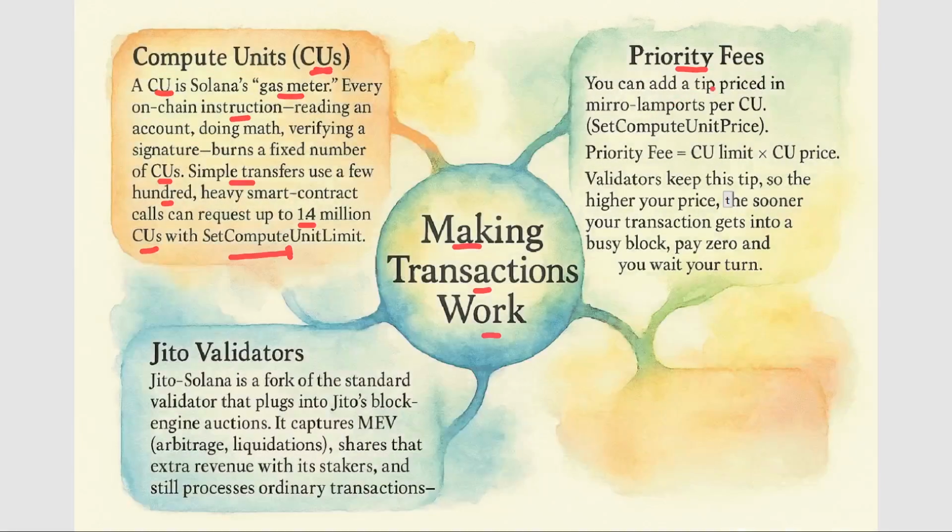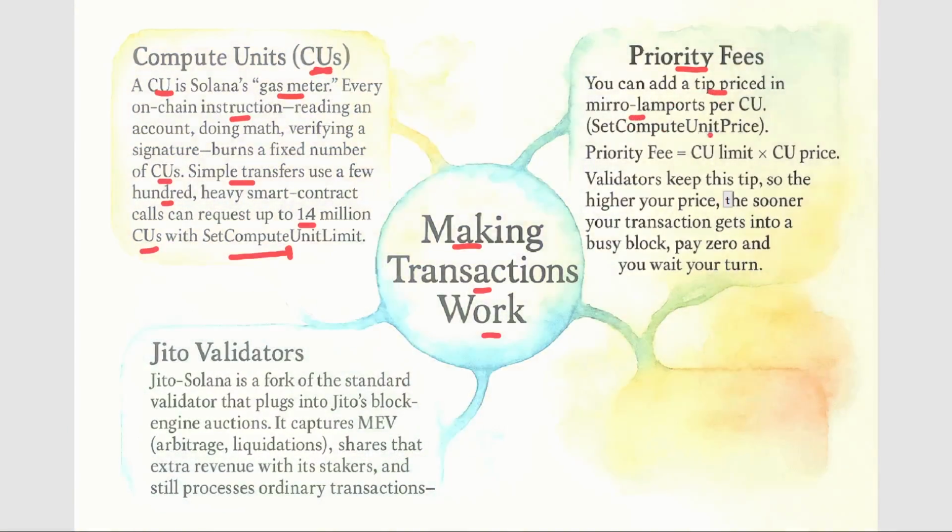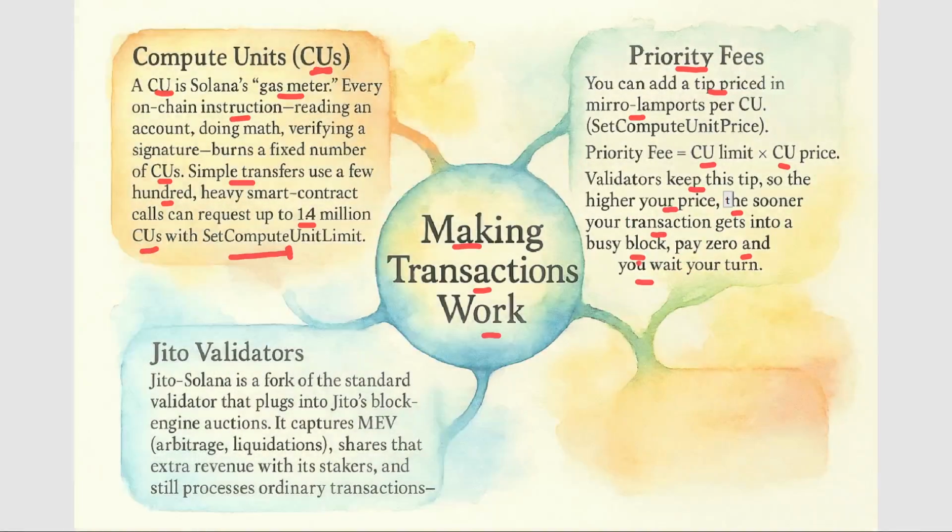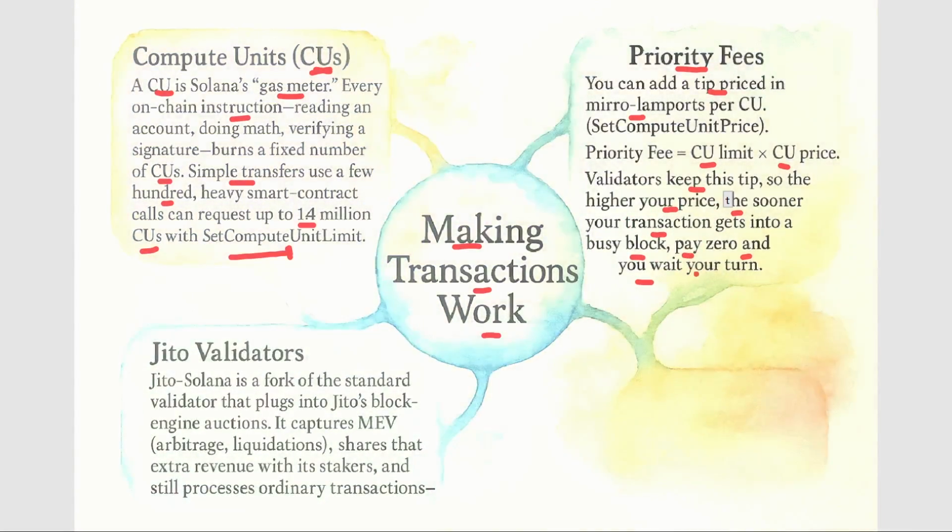Priority fees: you can add a tip priced in microlamports. The priority fee is the compute unit limit times the compute unit price. Validators keep this tip, so the higher you price, the sooner your transaction lands. Pay zero and you wait your turn.